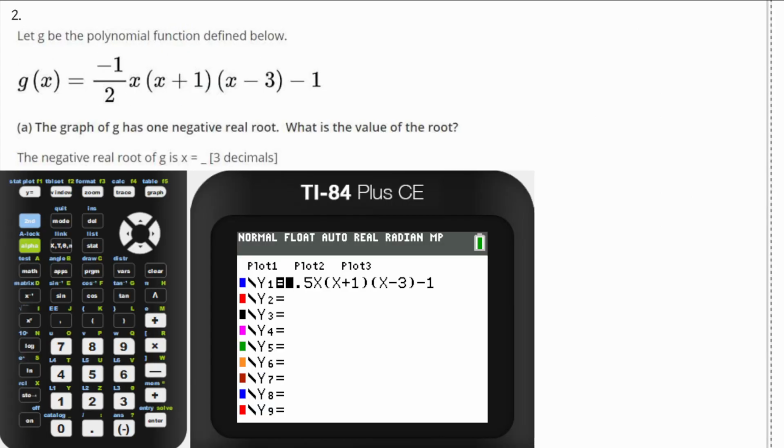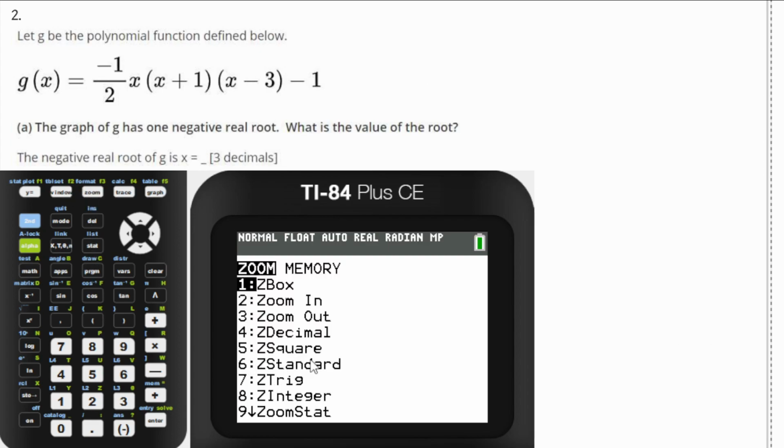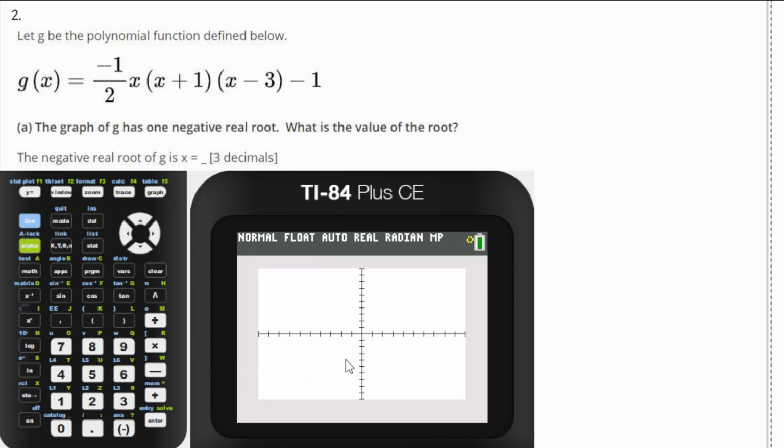All right, now the next one's just going to be more calculator stuff, and I already typed in g of x for you. I don't think you need to watch me typing that in. It says the graph of g has one negative real root. What's the value of the root? Having just worked the previous problem, we need to set the window back to the standard window, so we're going to zoom to standard. That's number 6.